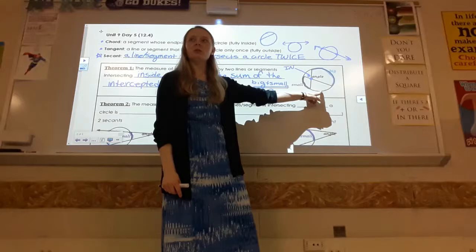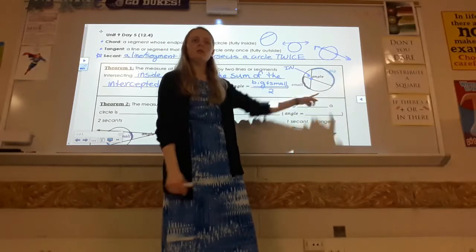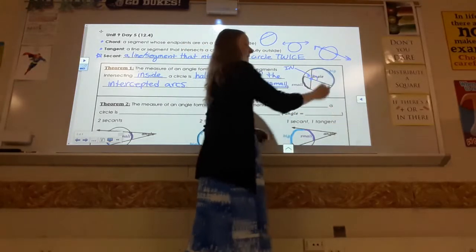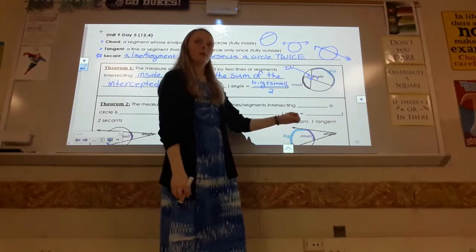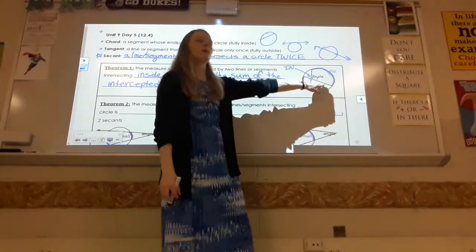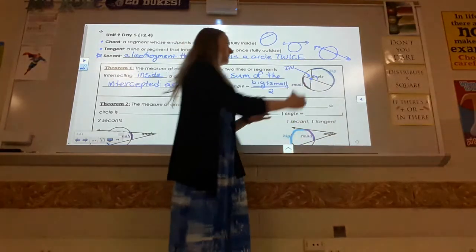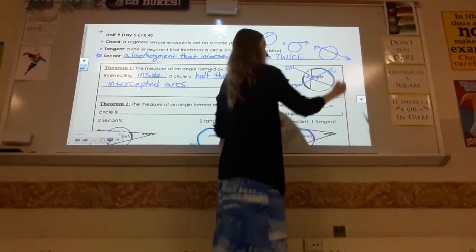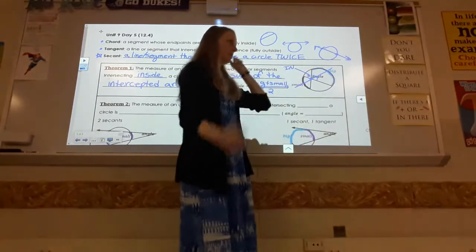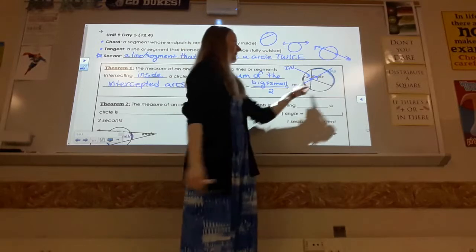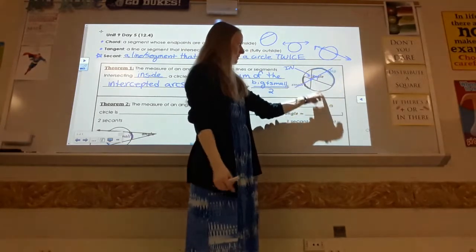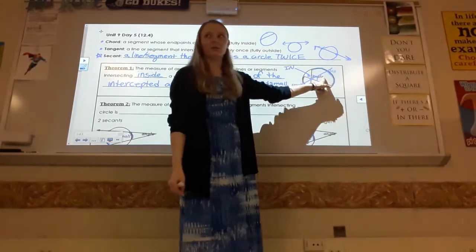So how do you know which arcs to use? Remember, this is the angle that we're working with here. Use the angle to help you figure it out. They have to be in line with the angle. So if you think about a line or somebody looking through the angle, that's how you know which two arcs to use. If you try to use these two, those are not aligned with the angle you're looking for.